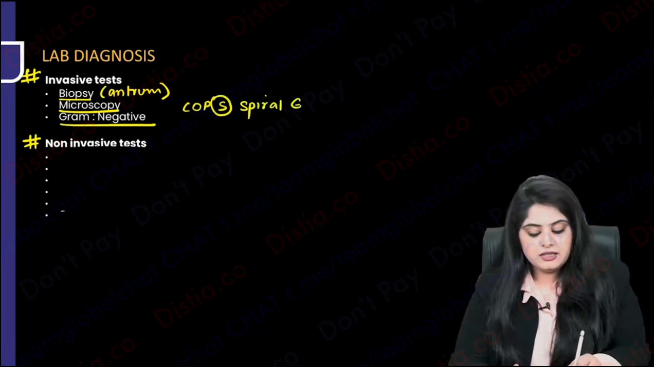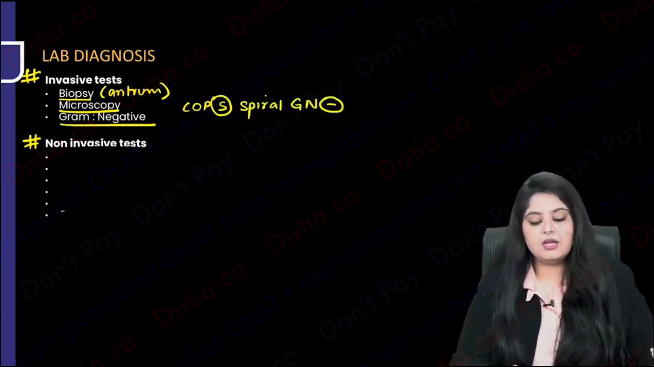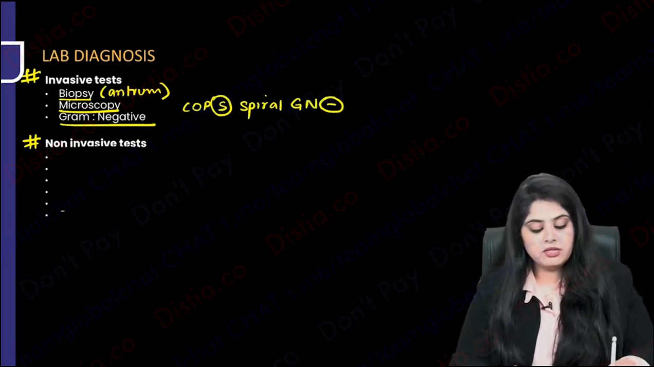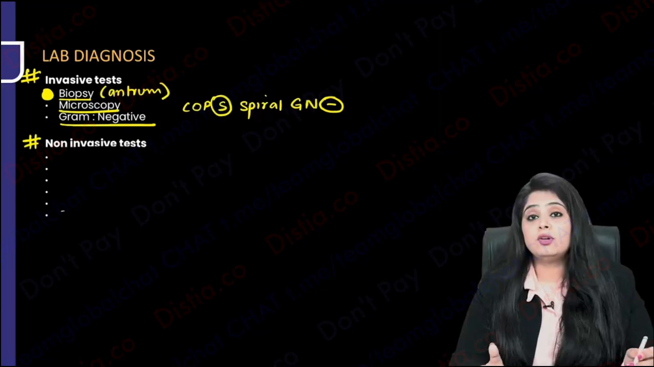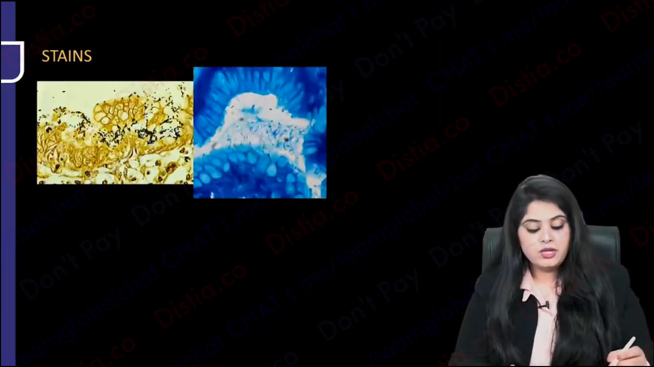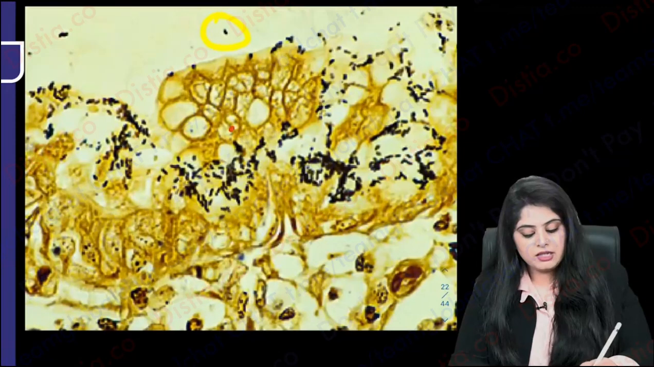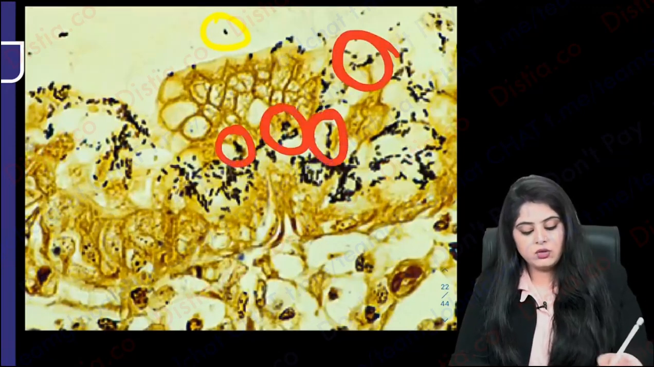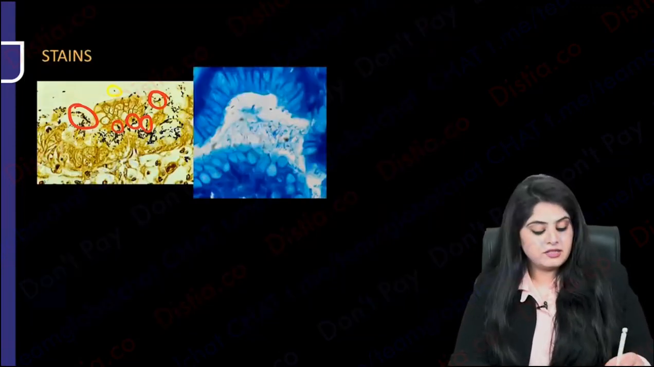It is a spiral gram negative organism. But you say that, okay, when you did a biopsy and when you saw the organism, why don't you use a couple of stains? Yes, we all know that whenever, look at this, this is a stomach biopsy and the Helicobacter pylori has started looking black in all of this.